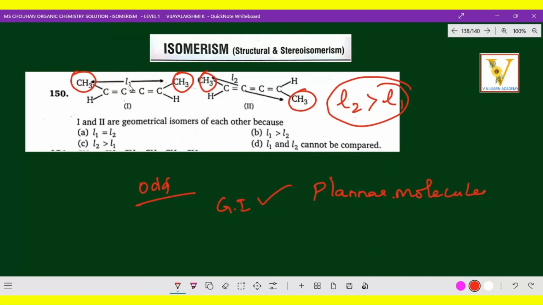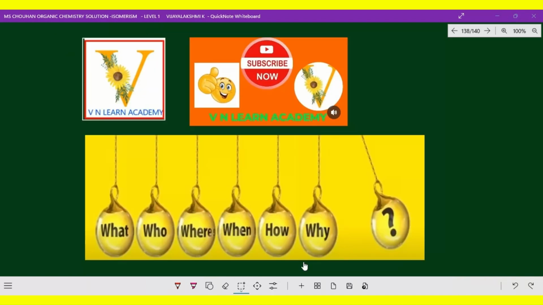So here L1 and L2. L1 is actually smaller, very small, than this L2, from here to here diagonal it is larger, okay? So L2 is greater than L1. So option C is the correct option. I hope you got the complete idea about these questions. Now in our next video we are talking about another 10 more questions, and thank you for watching.